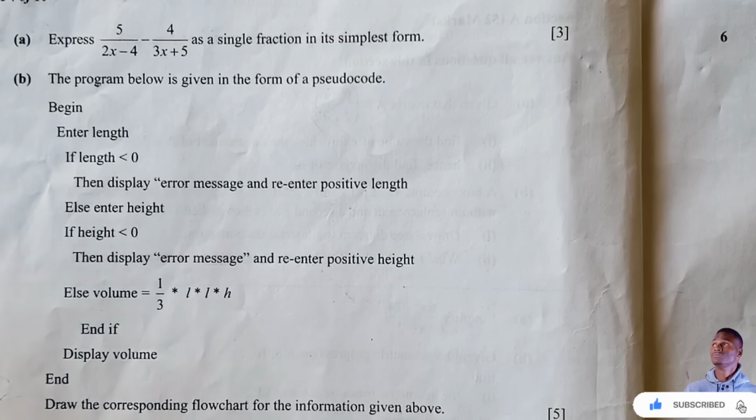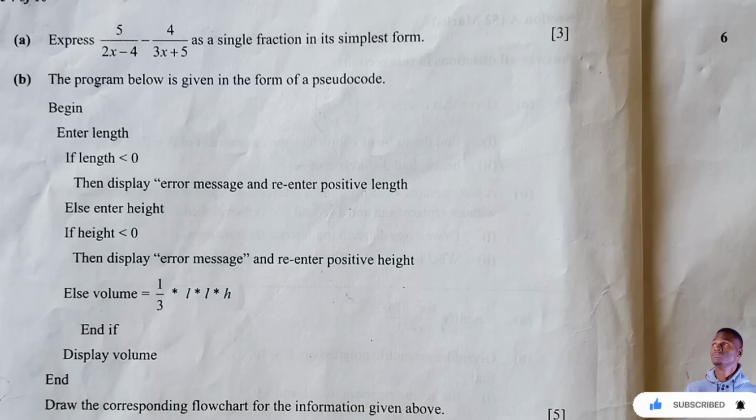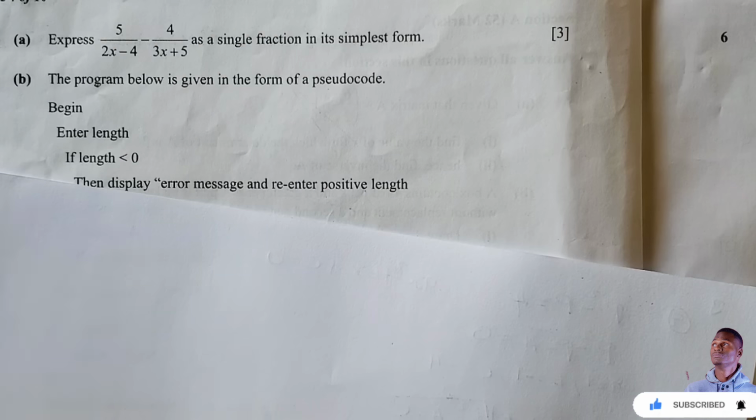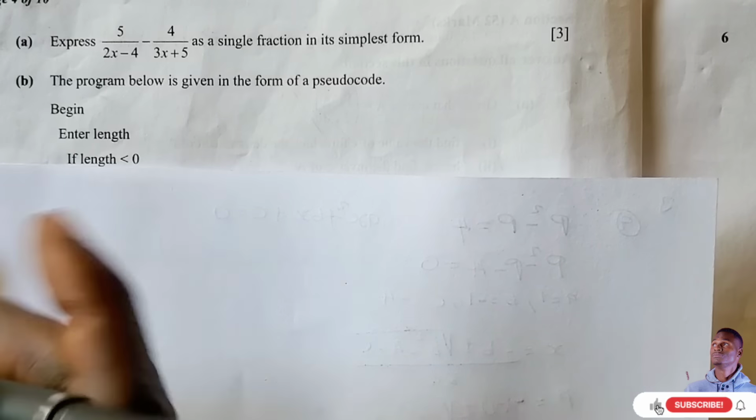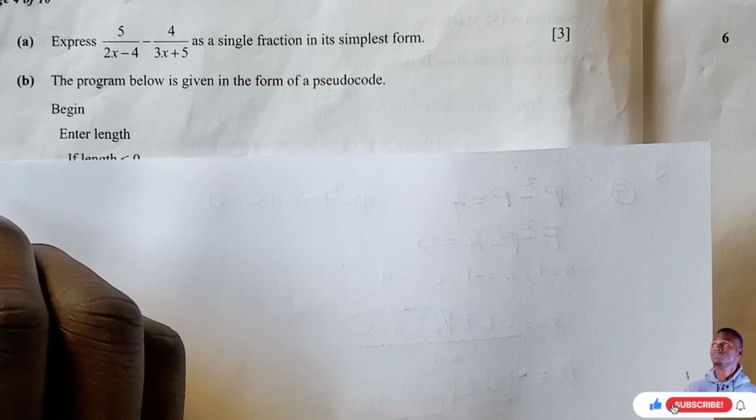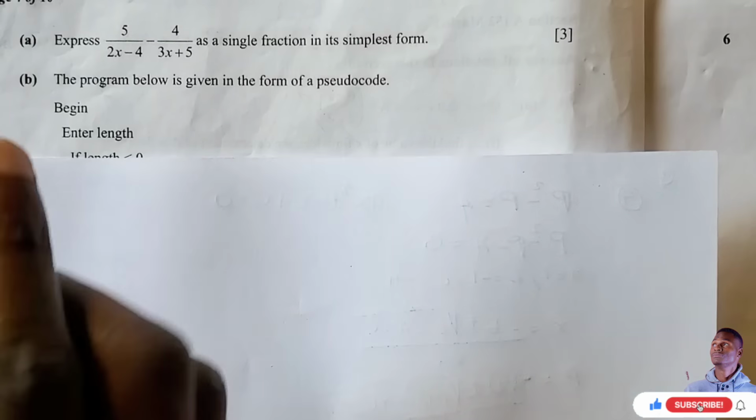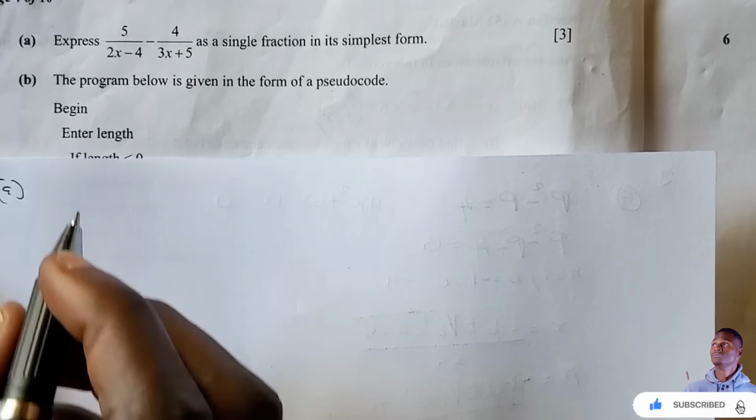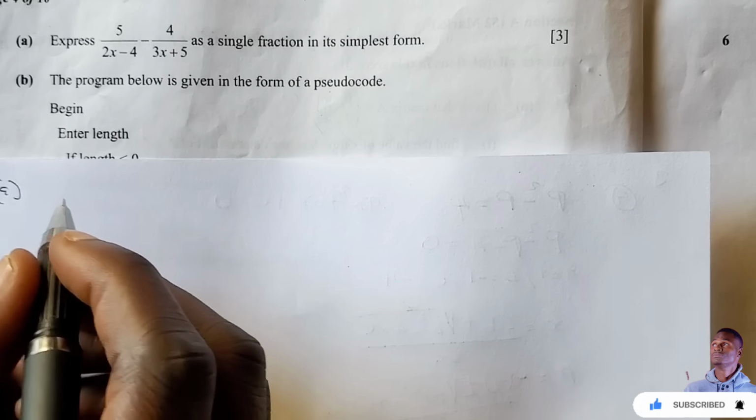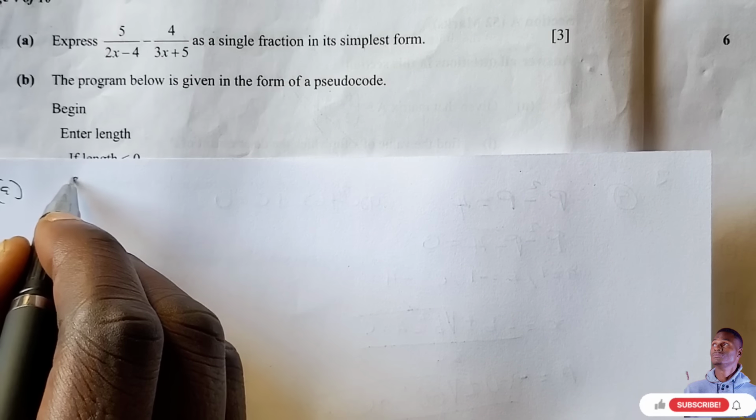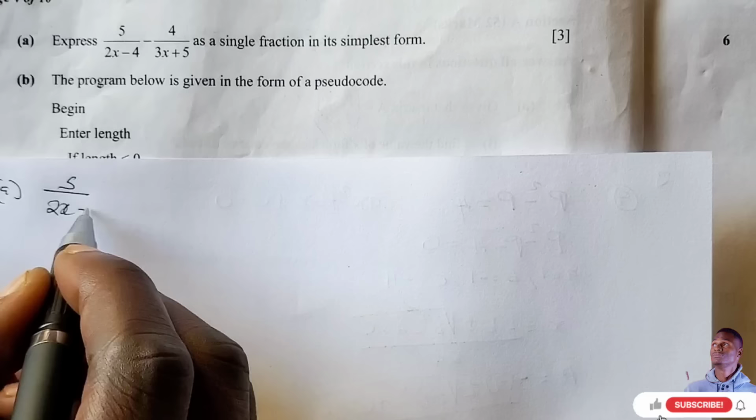Look at question 4. We have 4a. So you write here 4a. Express this as a single fraction in its simplest form. This is algebra and that's 3 marks. Make sure you solve it within 3 minutes. So I'm going to say 5 over 2x minus 4.